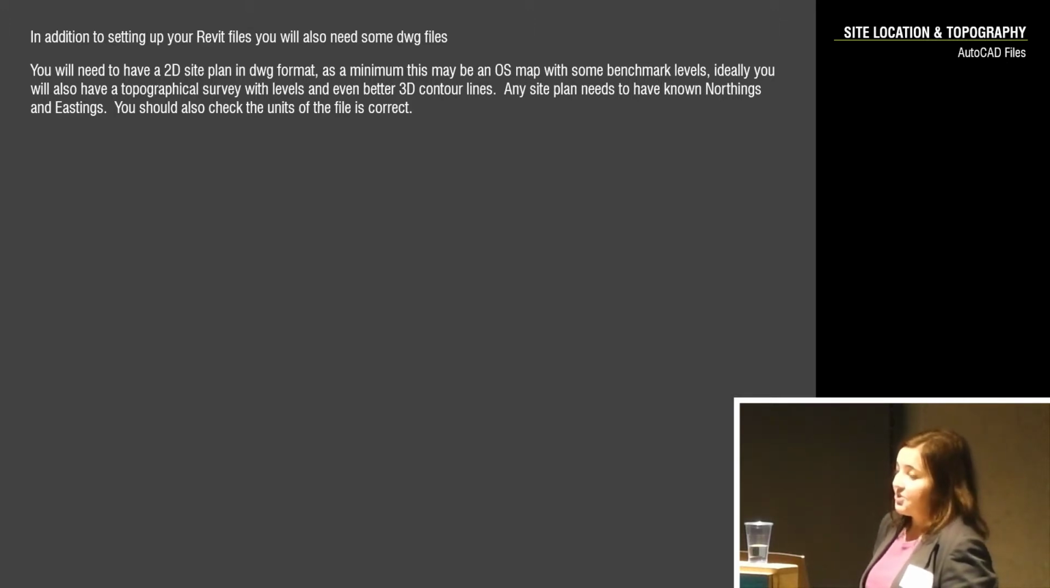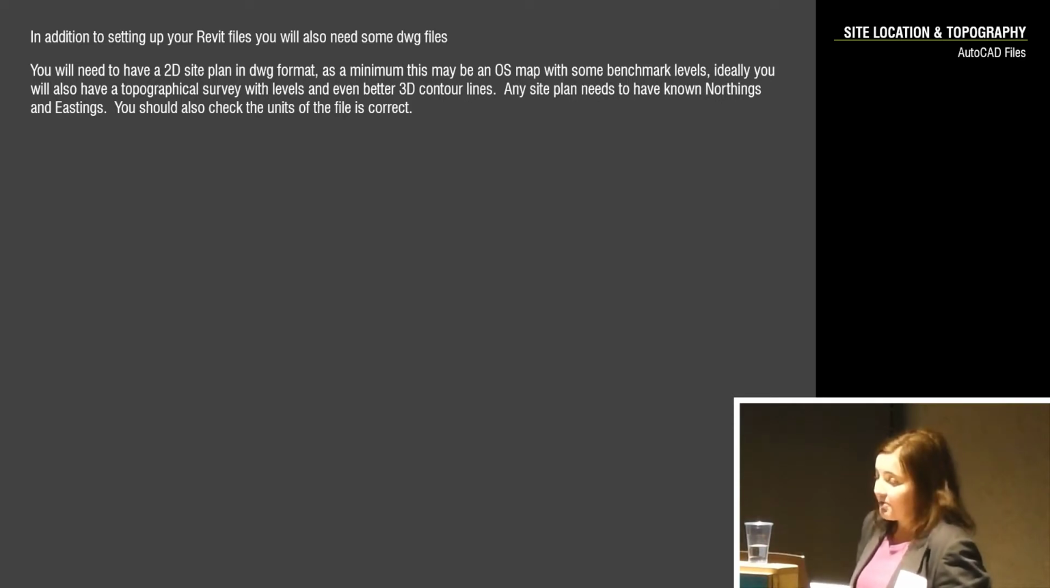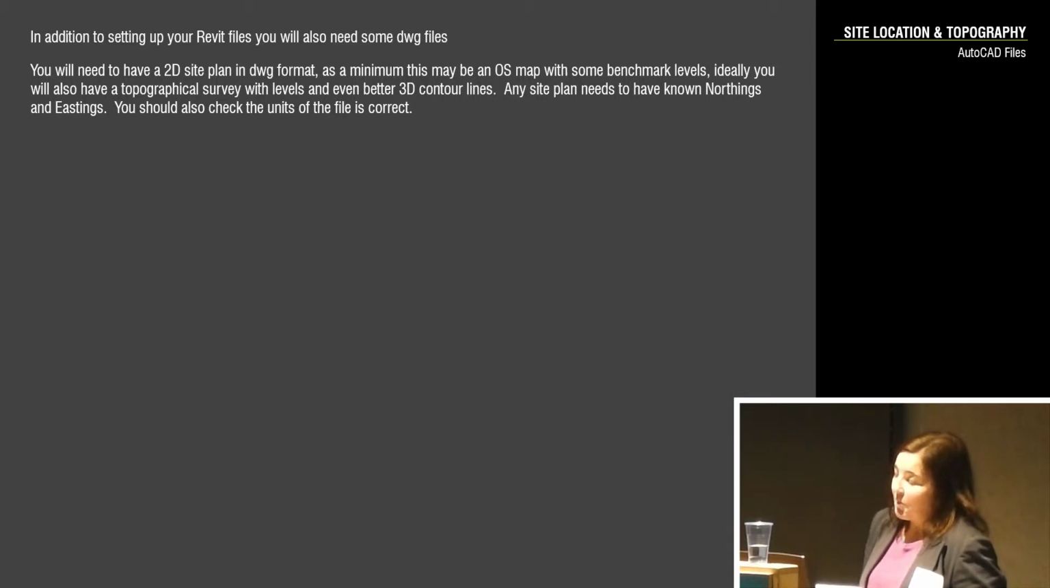Ideally with 3D contour lines in it. If there aren't 3D contour lines, you can create your own just using 3D polylines and moving them to the correct elevation. And more importantly, you need to know that there are northings and eastings in that site file. And the other point to check is that the units are what you think they are.